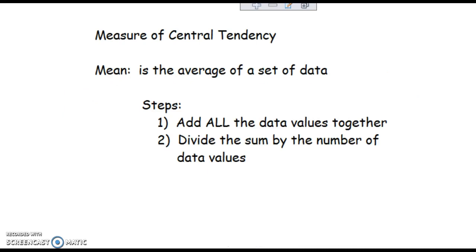Our first measure of central tendency is the mean. The mean is the average of all the values. To find the mean, you first will add up all the data values together to find the total. Then you'll divide by the number of terms, and this will give you the mean.